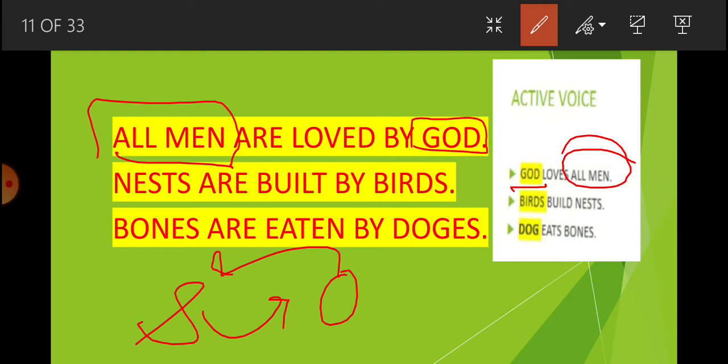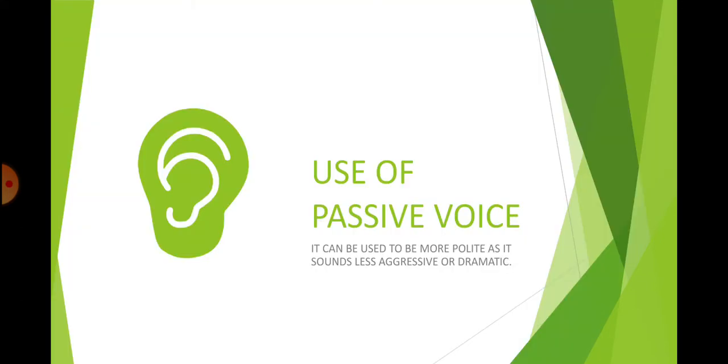Now the next thing is: nets are built by birds, and we did just "birds build nests." So this is the thing, that birds have now become the object, and earlier they were the subject who did the work, but now the work is being done on them. They are receiving the action. Bones are eaten by dogs. Now here dogs are what? These are the subject, but in this we have them as object. So subject becomes object and object becomes subject in passive voice.